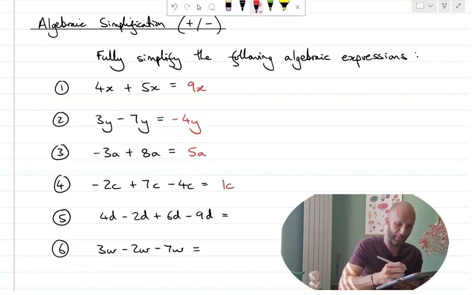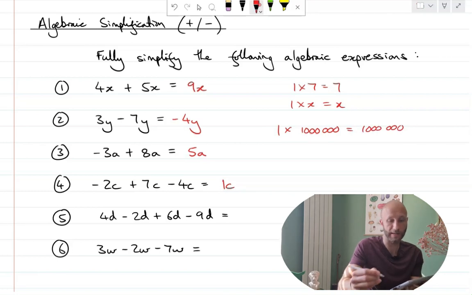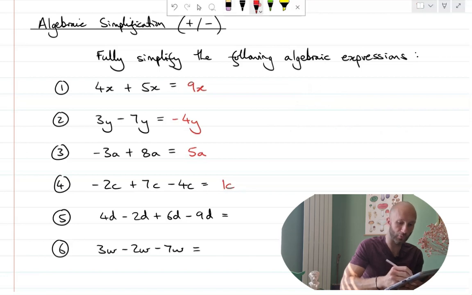Now, some people like to write 1c here. We're always trying to write this as simply as we can, because 1 times anything, whether it's 1 times 7 or 1 times x or 1 times a million, it doesn't matter what it is, we always end up with that same thing again. So 1 times c will just be the same as c. So to try not to overcomplicate things, we'll just write this always without the number in front.